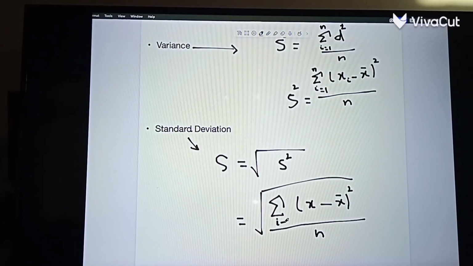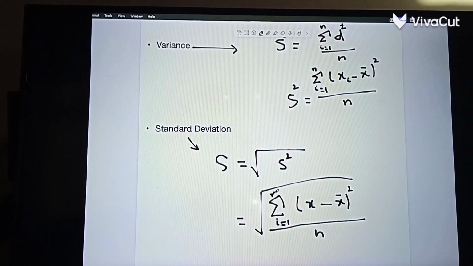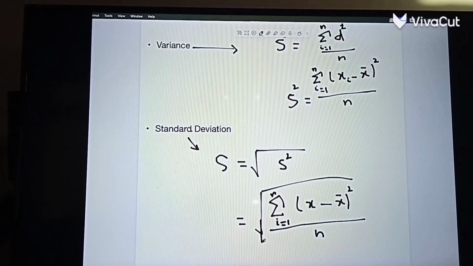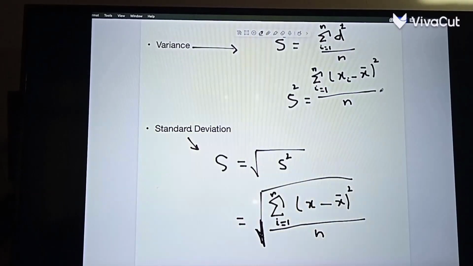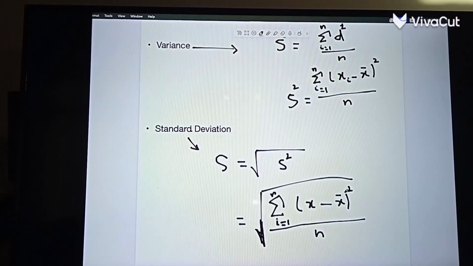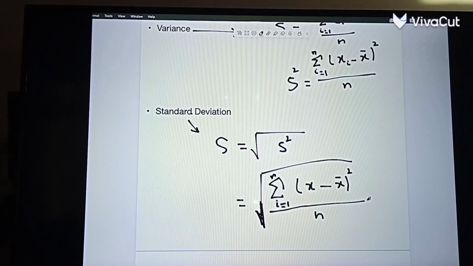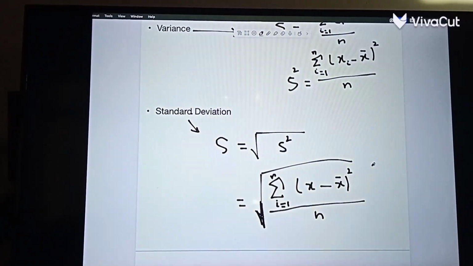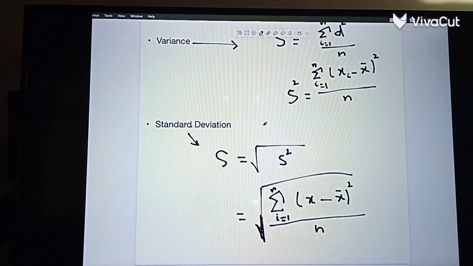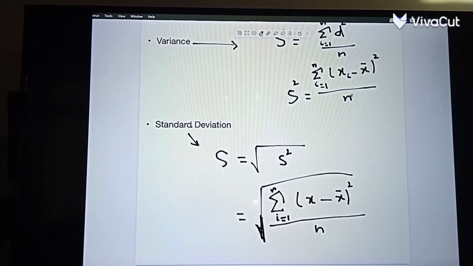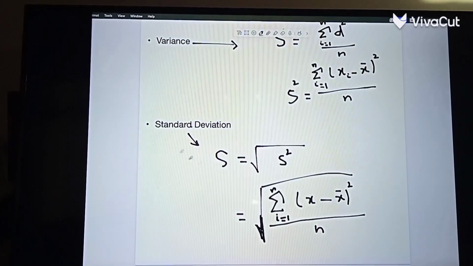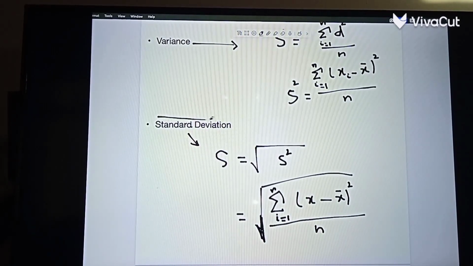I run from 1 to n, and this square root is on n as well. But here the units will be squared, and here the units will be single. There will be no square on the unit. So this is the main difference between variance and standard deviation, and due to this squared unit and simple unit, standard deviation is mostly used.